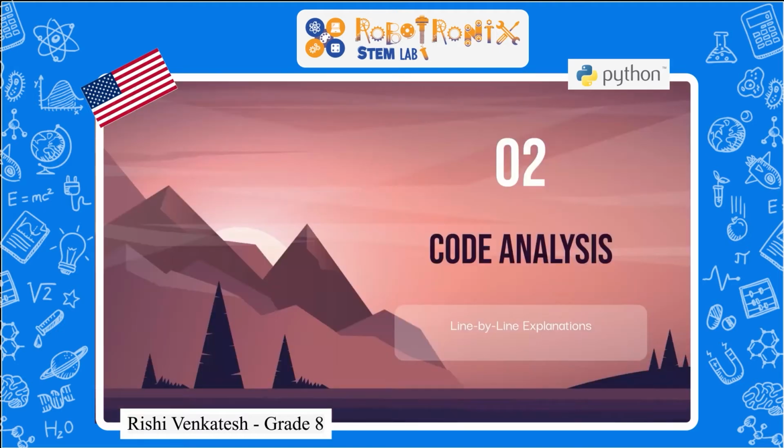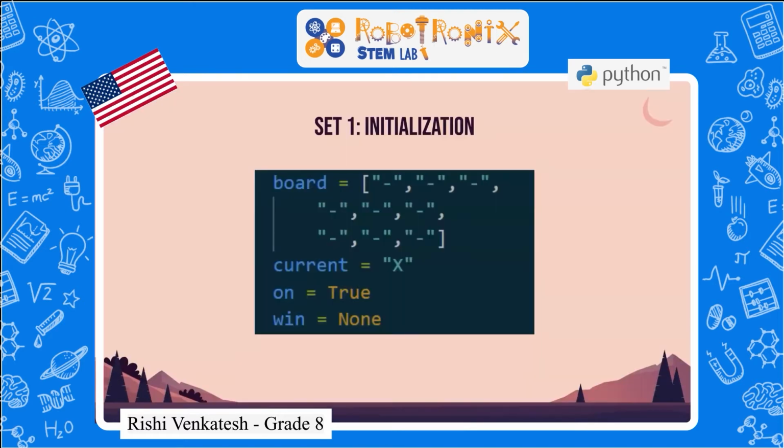And this is the second section where we'll be talking about the code. Okay, so here, first we initialize the board. So that's how it looks, the 3x3 board. And the current variable is the current player. By default, we start off with X, and the on variable determines whether the game is still going, or if it's won, or if it's lost. And the win variable indicates if there's a win or not.